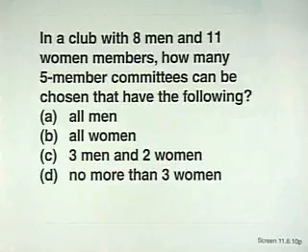As a final example, I want to combine permutations and combinations with the fundamental principle of counting. Let's do this. In a club with 8 men and 11 women members, how many 5-member committees can be chosen that have the following: all men, all women, 3 men and 2 women, or no more than 3 women? Since we're choosing committees, this is a combination problem to begin with.